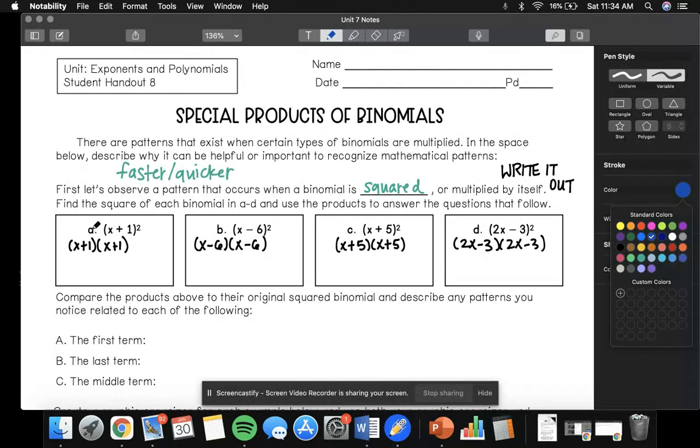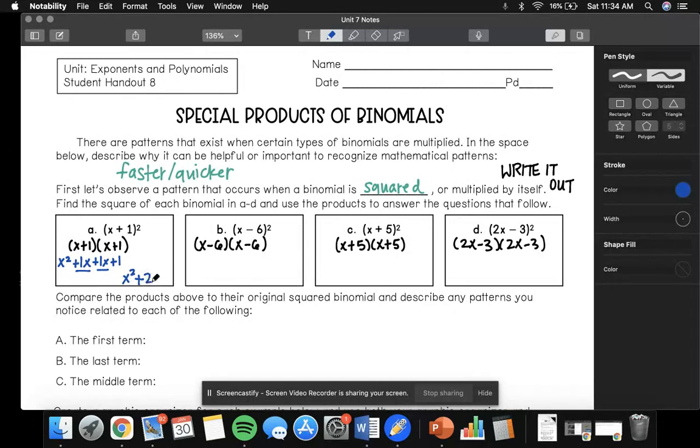Now we're just going to multiply how we know how to multiply. So we're going to do x times x, which is x squared. x times 1, 1x. Now we're going to multiply the 1 times x, and the 1 times 1, which is 1. So simplified, this is x squared plus 2x plus 1.